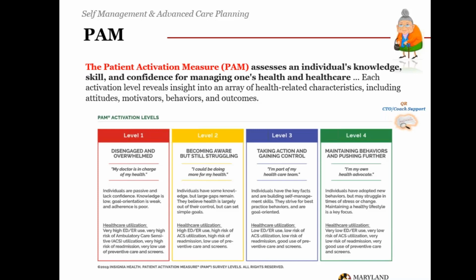So things you should consider. At level 1, they're disengaged and overwhelmed. At level 2, they're becoming aware but still struggling. In level 3, they're taking control and gaining control. Level 4, they're maintaining behaviors and pushing further.